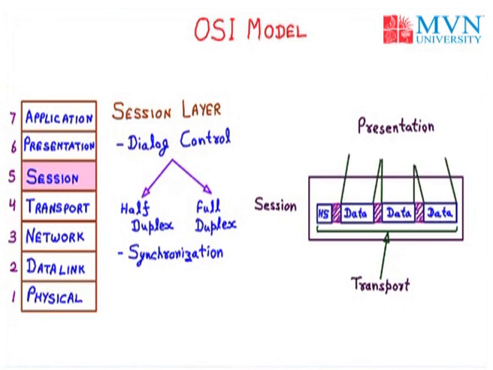Now you can see that we have only data. That data is taken by the presentation layer. Now we have only the data which is going outside. So that is all about the session layer. The next layer we have is the presentation layer.